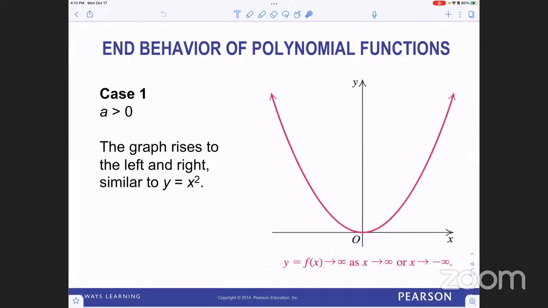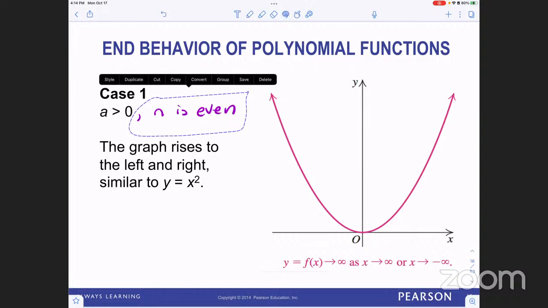Okay, so that should lead us to these 4 cases. So now we want to consider the end behavior of polynomial functions. We're still kind of talking about the power function. And this case is missing something. This is considering when our n is even. Okay, we're considering when n is even.